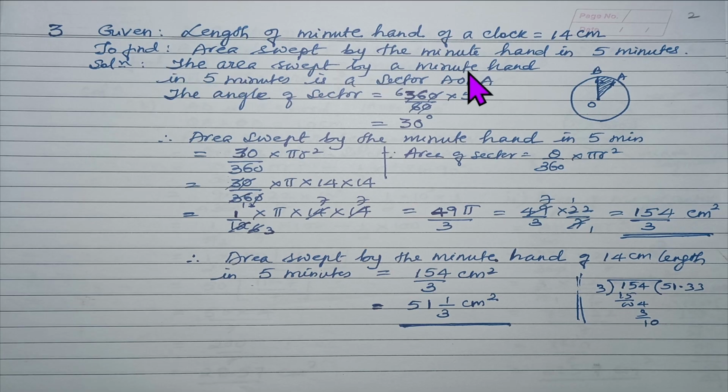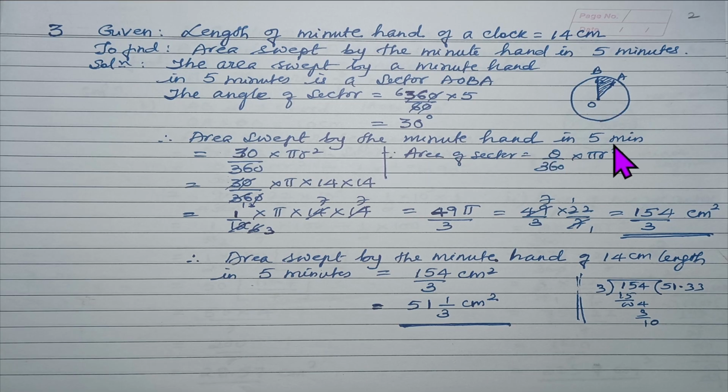Now the area swept by the minute hand in 5 minutes is the sector AOBA, and the angle of the sector, as you know, the total angle described by the minute hand is 360 degrees. In one rotation it goes through 60 minutes. So 360 by 60 into 5 becomes 30 degrees. Therefore the angle of the sector is 30 degrees here.